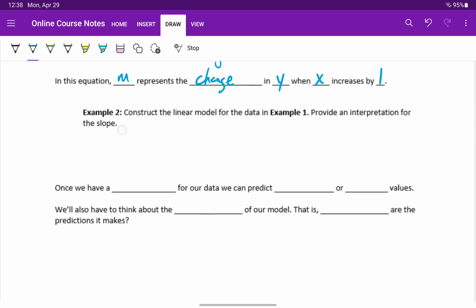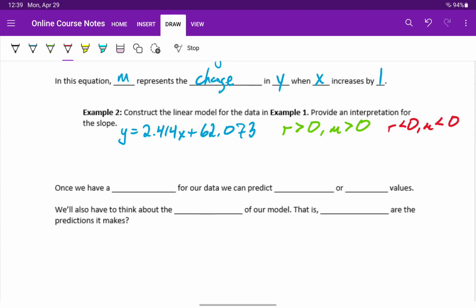And that linear model that we constructed is y equals 2.414x plus 62.073. Something to note here is that our value for R, that linear correlation coefficient, was positive. And similarly, M, the slope of our linear equation, is positive. If the linear correlation coefficient is negative, then we would also expect a negative slope for that line, since the pattern would be decreasing instead of increasing.